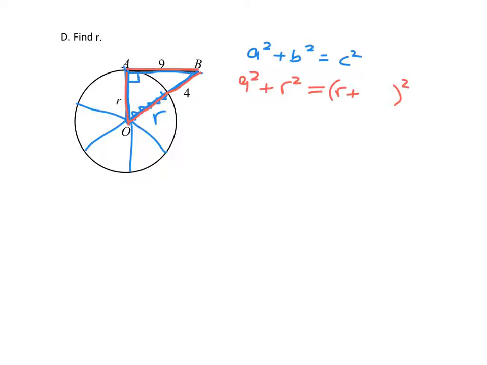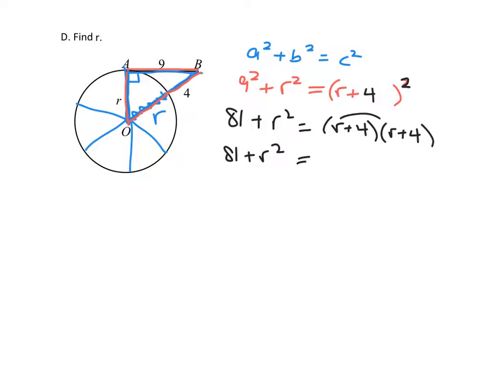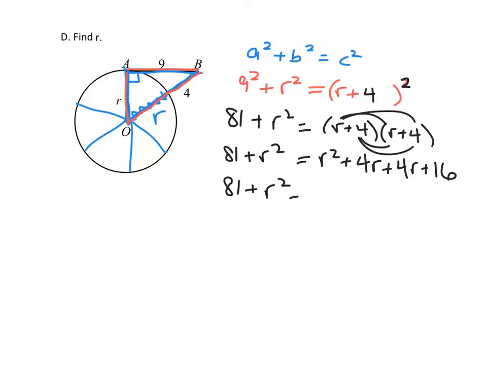plus 4. So we get 81 plus R squared equals, okay, I know what you're thinking, it's not R squared plus 16. When that says square, that means to take whatever is being squared, so R plus 4, and multiply it times itself. So we need to actually distribute, or some people call this FOIL, R times R times 4. 4 times R, 4 times 4. And combining your like terms gets us to here.